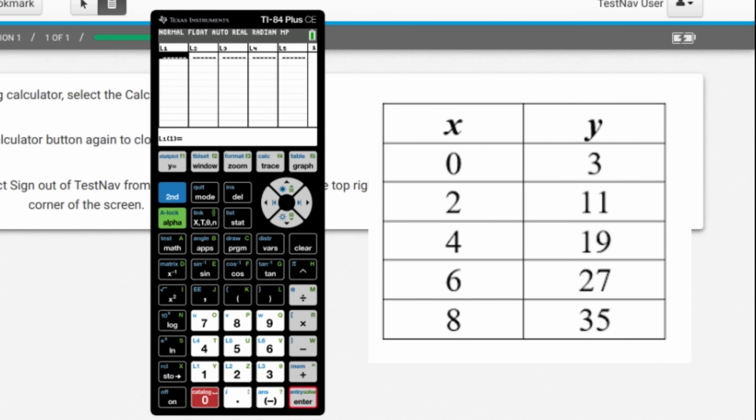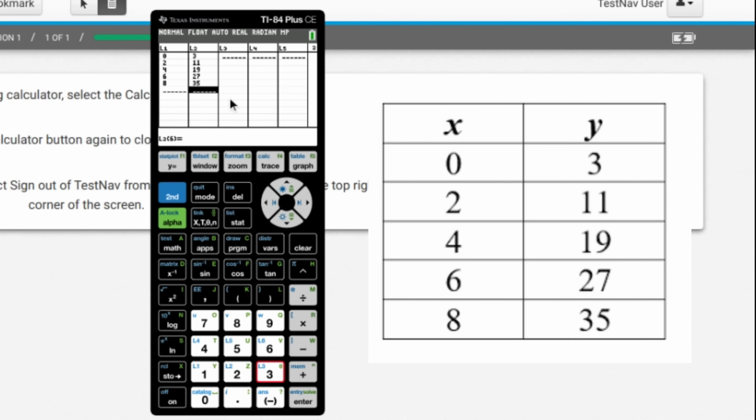I can probably get away with using my keyboard, so I'm going to do that and hopefully not make a mistake. All right, so you just make sure you type in your number, hit enter every time, move to the right, and do it again. So we have 3, 11, 19, 27, and 35. Right now we're going with the known fact that this is linear.